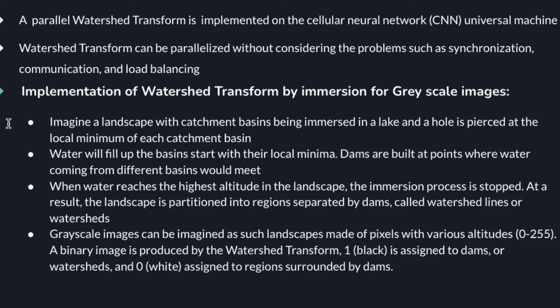So we can imagine these grayscale images as such landscapes made of pixels with various altitudes, 0 to 255. This can produce a binary image by the watershed transform, where 1, black, is assigned to dams or watersheds, and 0, white, is assigned to regions that are surrounded by dams.